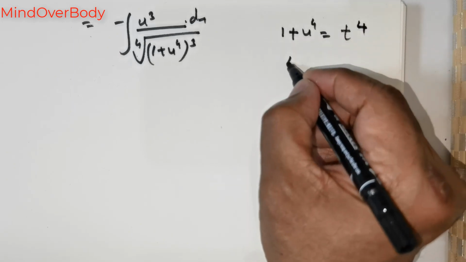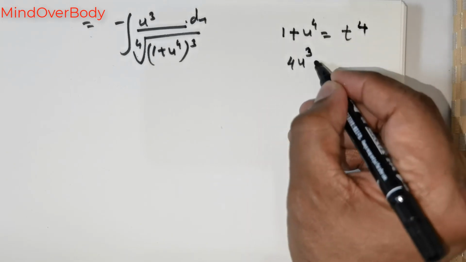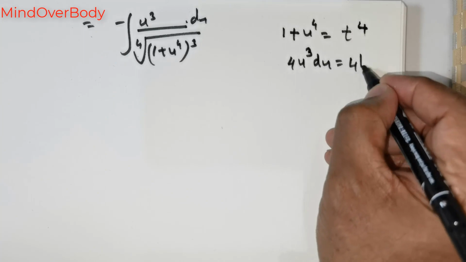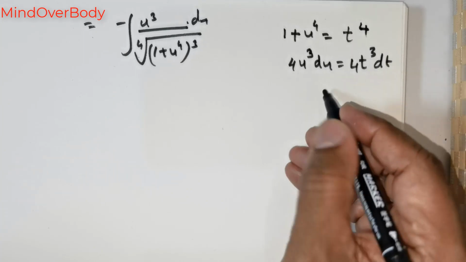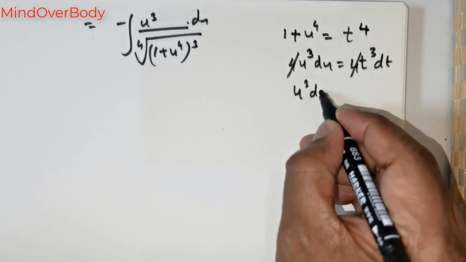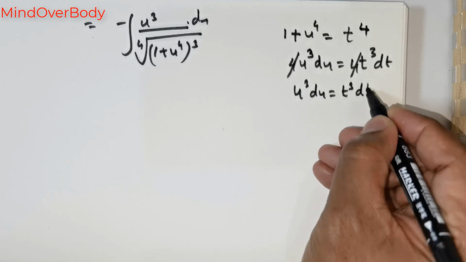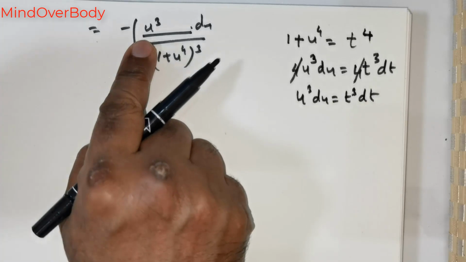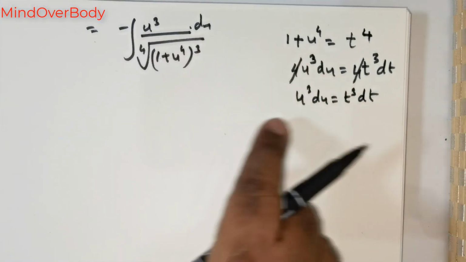I want to annihilate this 4th root, so that's the reason I'm taking it as t power 4. So differentiating both sides, we get 4 times u raised to the power of 3 times du is equal to 4 times t raised to the power of 3 times dt. 4 and 4 can be cancelled, and you got u cubed times du is equal to t raised to the power of 3 times dt. So in place of this u raised to the power of 3 times du, you can substitute this.